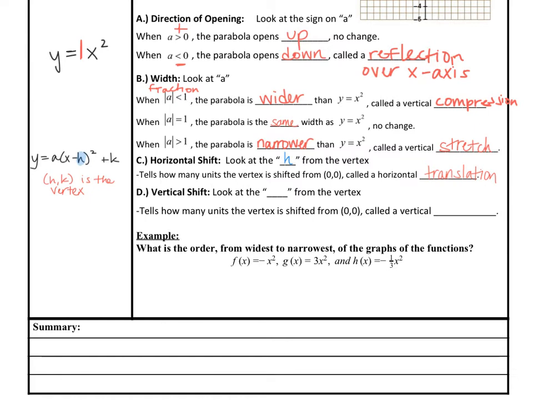Vertical shift, you need to look at the k value from the vertex. I'll do this in a different color. The k value from the vertex, which we see over here, tells you how many units the vertex is shifted from (0, 0), called a vertical shift. Again, that weird word for shift is translation.